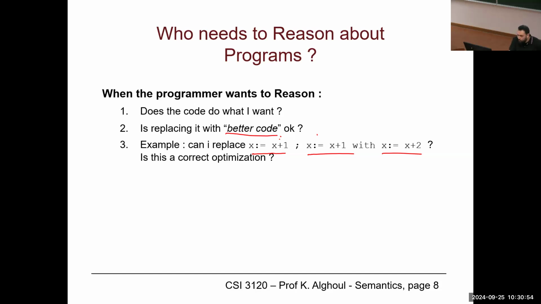You will optimize it? Okay. Yes, I mean, it depends on the use. Maybe you do want an x plus 1. You may want x plus 2 as well, but.